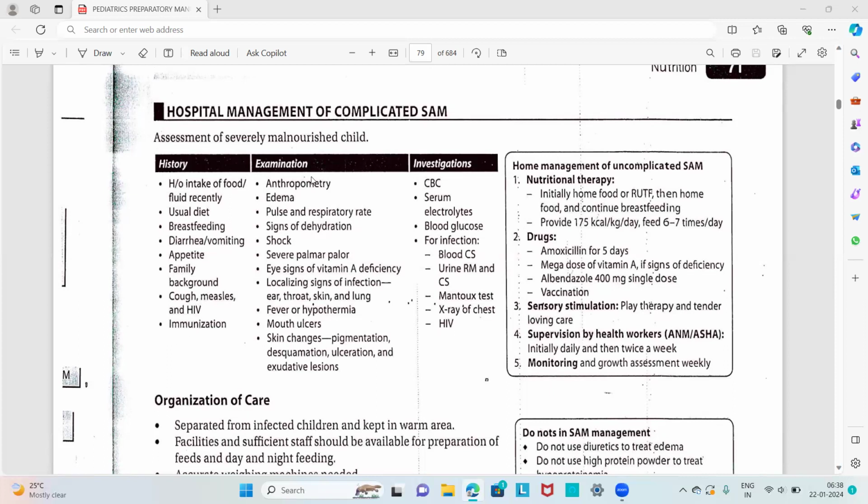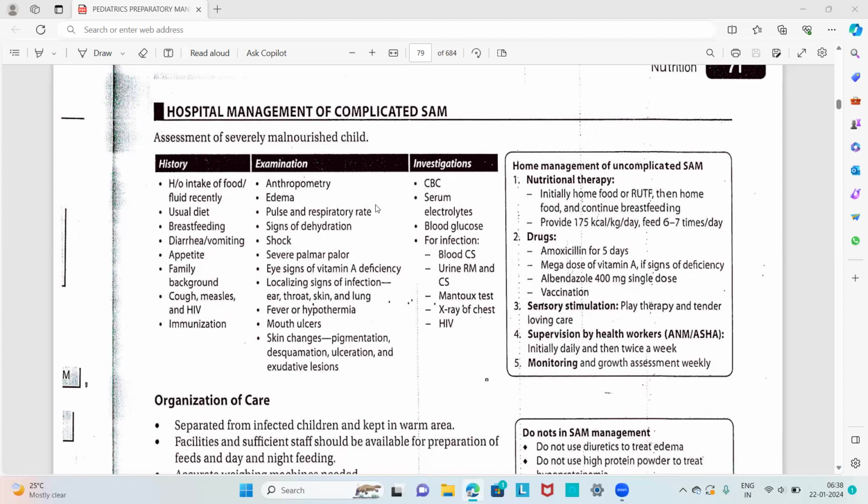And then we have to examine the patient. We have to measure the anthropometric parameters. Then look for edema, pulse and respiratory rate, and signs of dehydration. Look for any features of shock, that is cool and clammy extremities, severe palmar pallor, and eye signs of vitamin deficiency. Localizing signs of infection in the ear, throat, skin, and lungs should be looked for, as well as fever or hypothermia, mouth ulcers, and skin changes like pigmentation, discoloration, ulceration, and exudative lesions. These all should be examined.